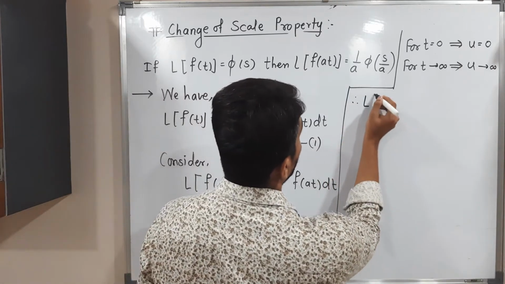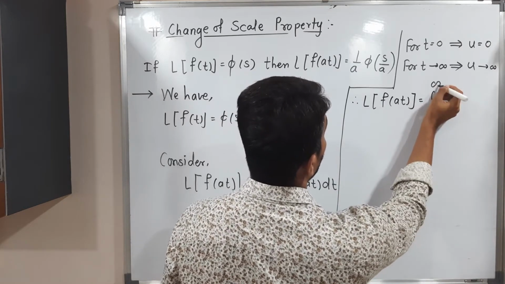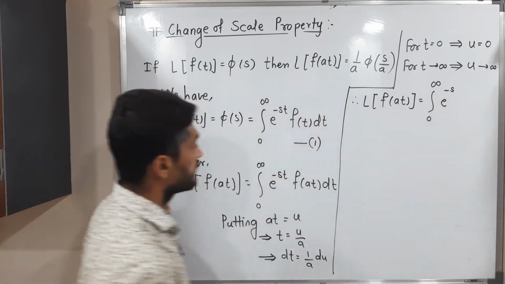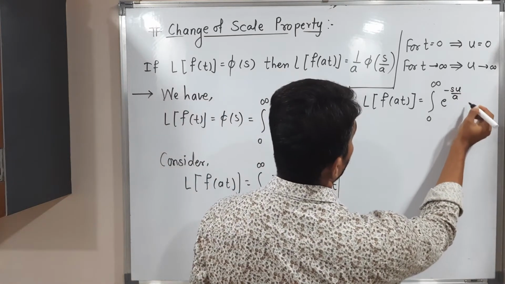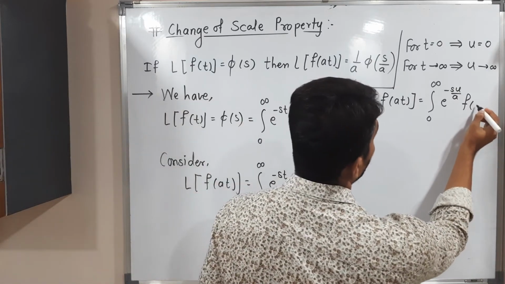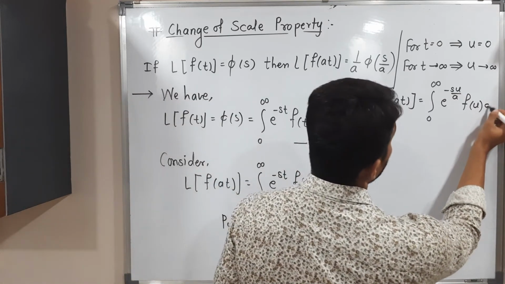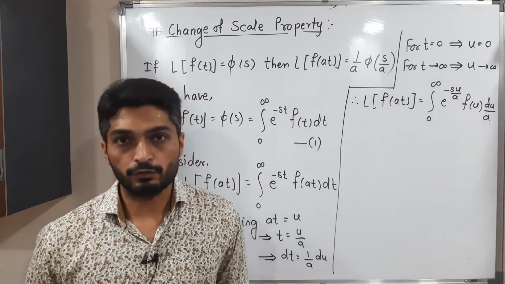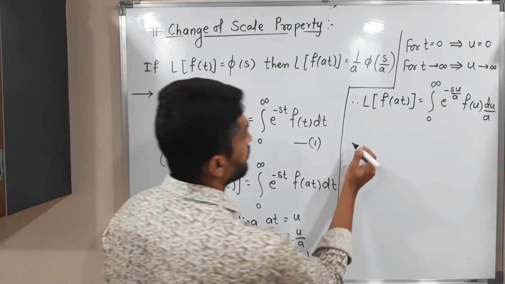Therefore, Laplace of f of at is equal to, with new limits 0 to infinity, e raised to minus s t. What is the value of t we have? u by a. Let us write that, u by a. f of at. What is the value of at? u. So f of u, right? Next, dt. What is the value of dt? 1 by a du. So I simply write du by a. See, that 1 by a is a constant, and when we solve integration, we always take constants outside. So the same thing I can do here. Let us take 1 by a outside.